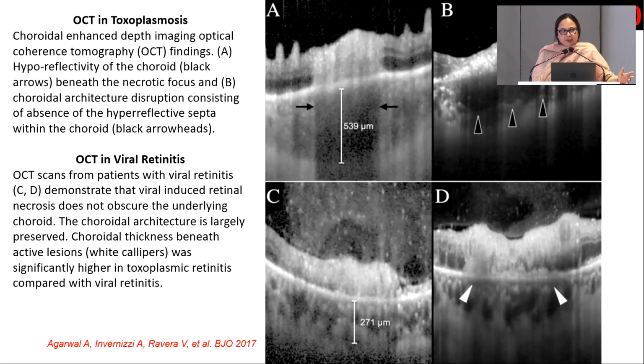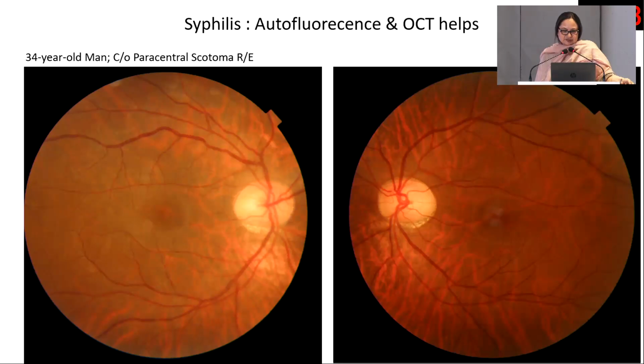So the top represents OCT in toxo, which has pre-retinal deposits, retinal involvement, and underlying involvement of the choroid. Whereas the bottom is retinitis of viral. You do have lots of cells, but the choroid is relatively normal because viral is retinitis, toxo is retinochoroiditis.